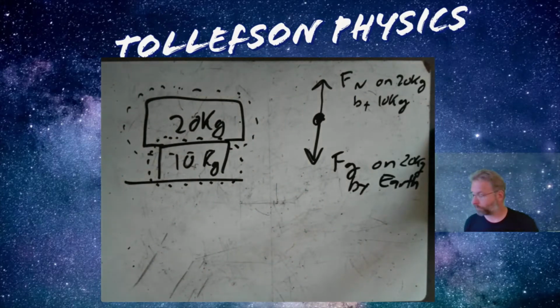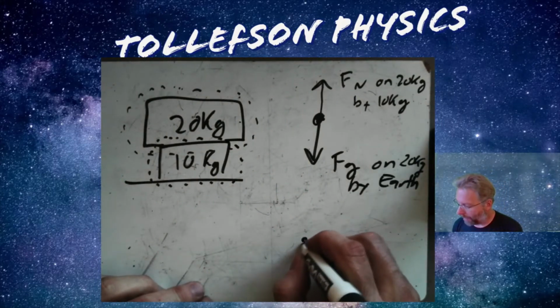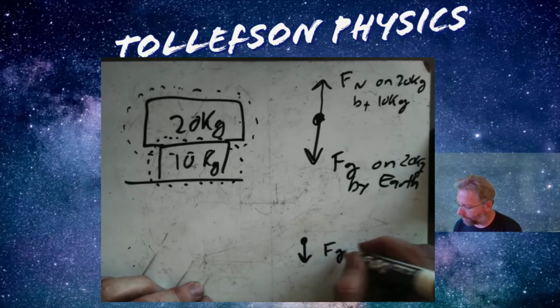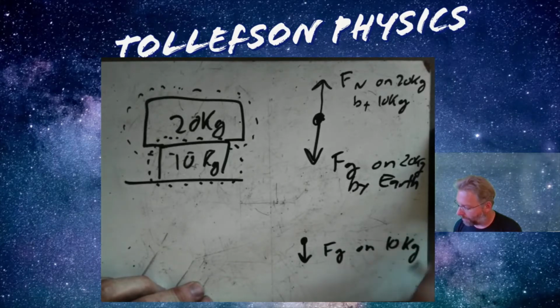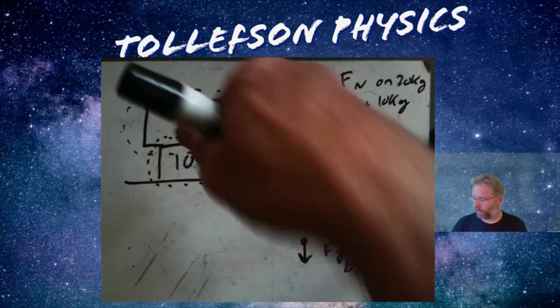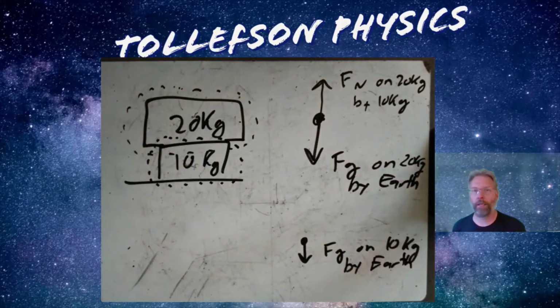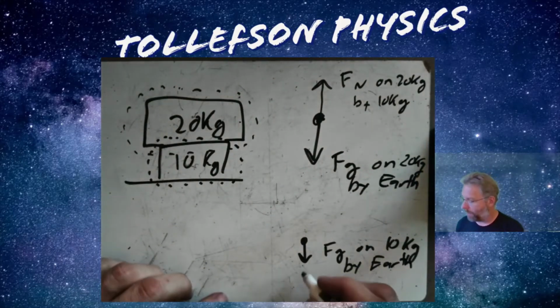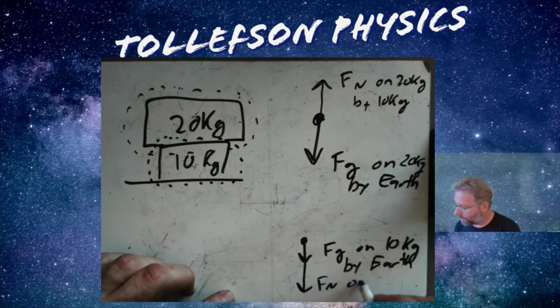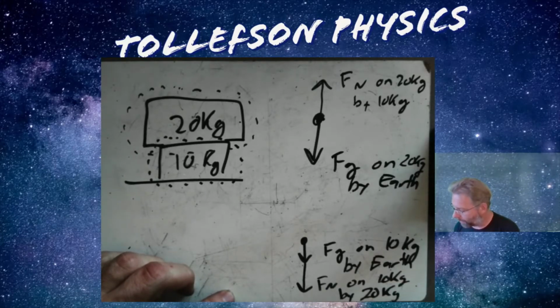And so for the bottom force diagram, I'm going to draw, and I'll try to make it about half that size, a force due to gravity on the 10 kilogram block by Earth. But that's not the only thing that's pushing it down. The 20 kilogram block is also pushing it down. And so I'm going to add another one. And since I called it a normal force up there, I'm going to call it a normal force down here too. So this is on the 10 kilogram block by the 20 kilogram block.